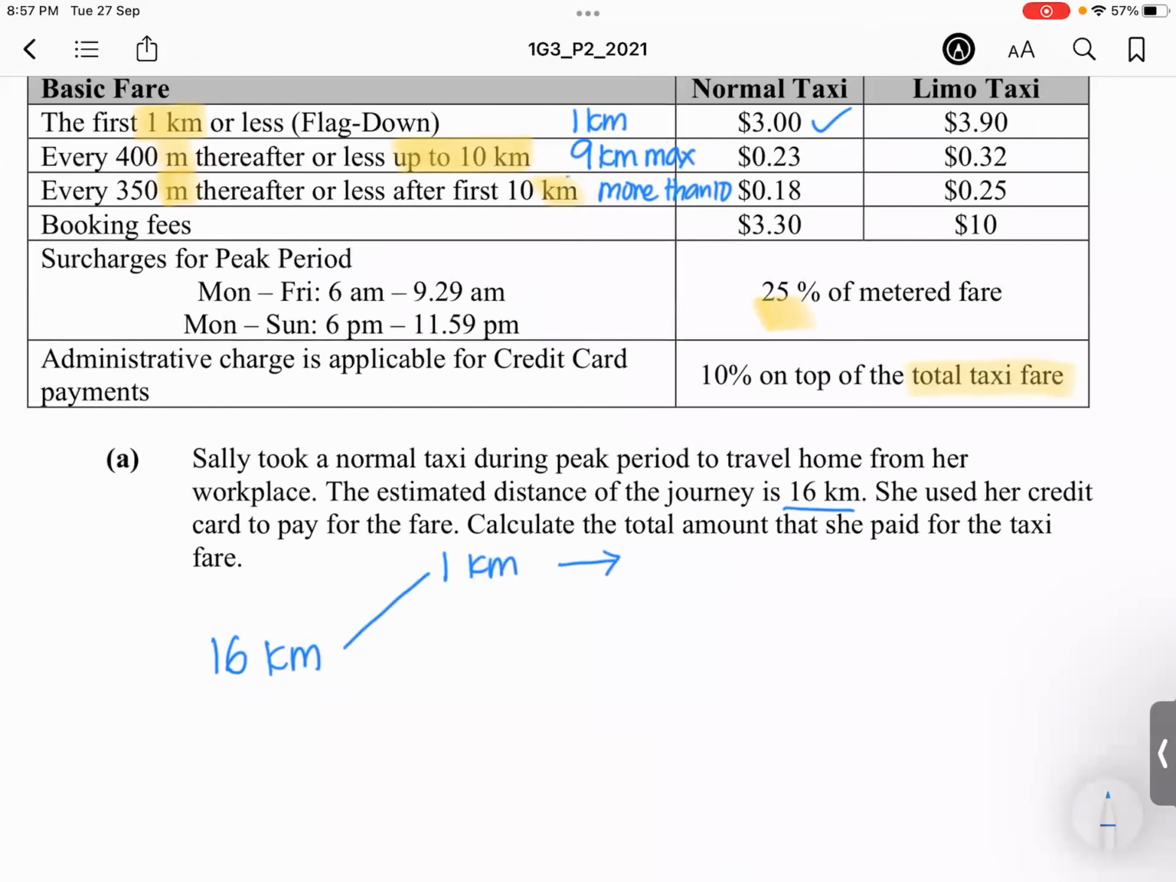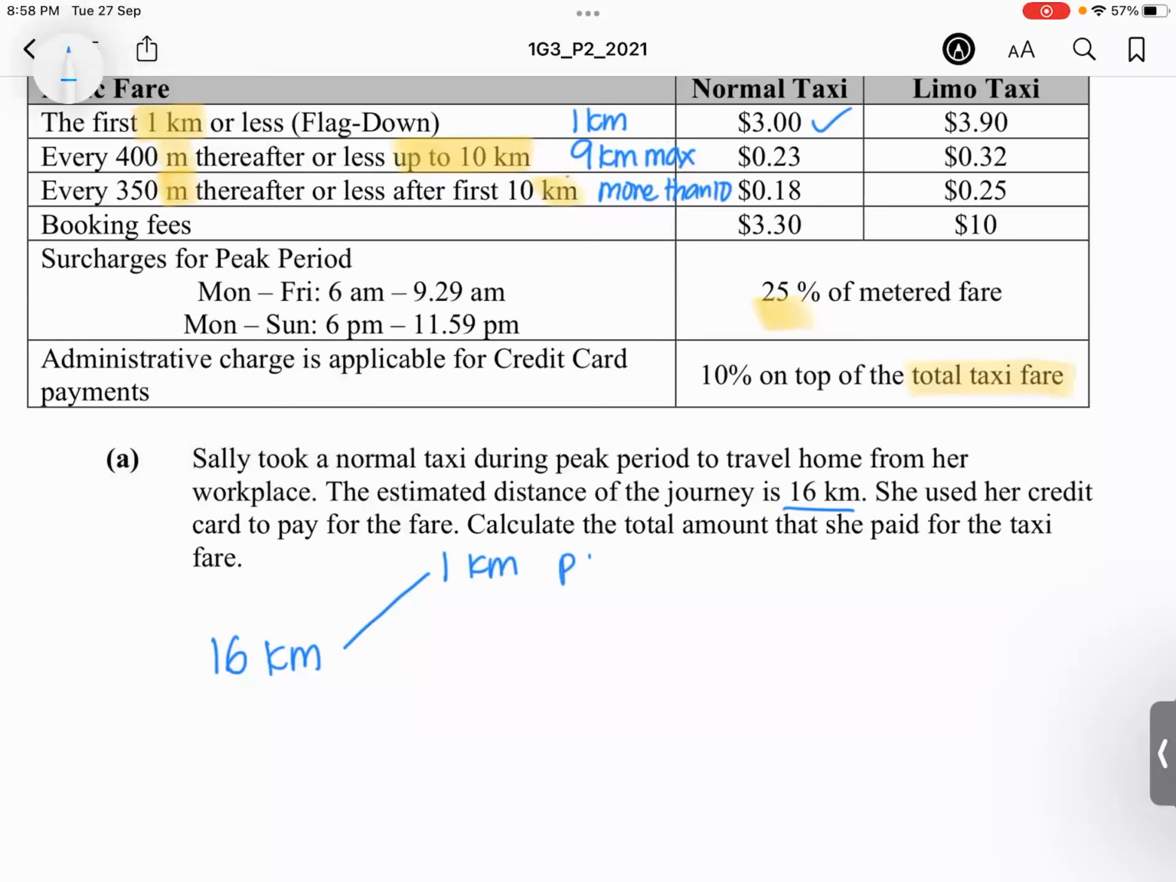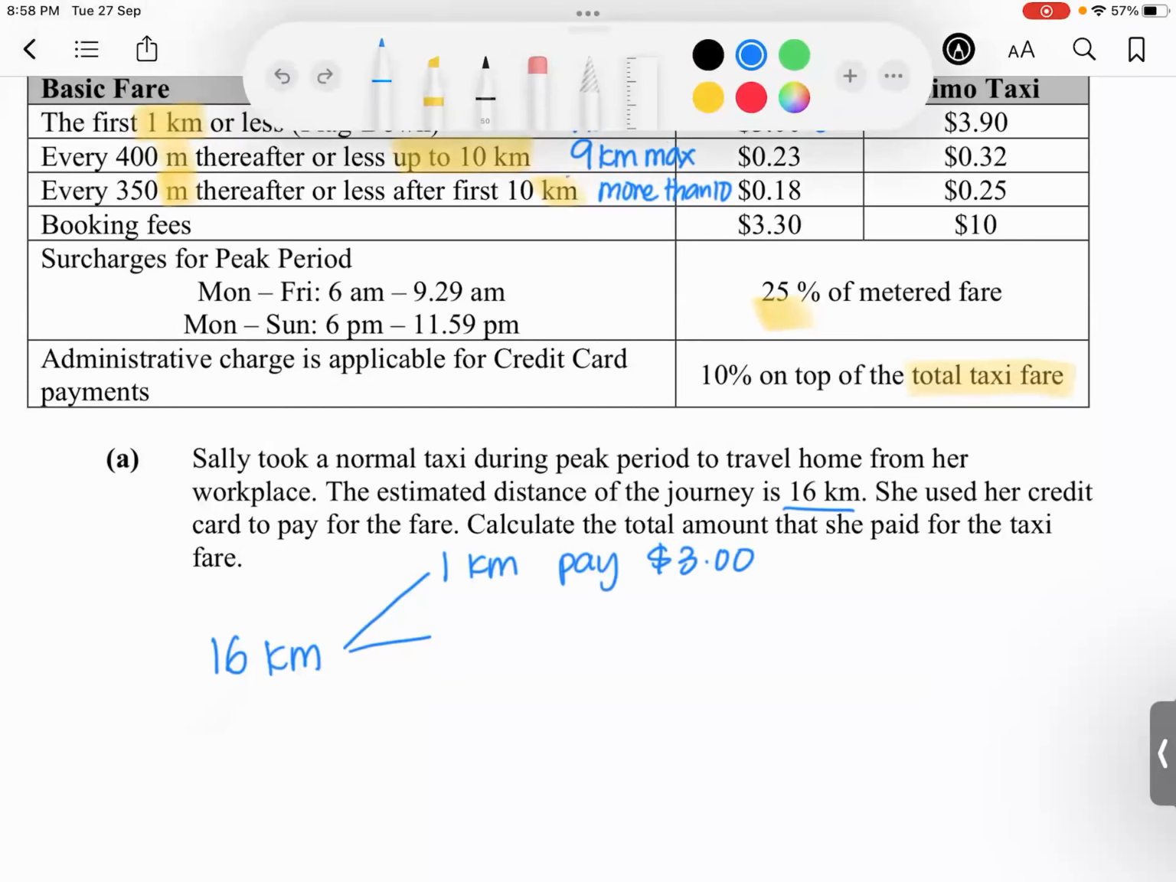My flat down rate is $3. I pay $3. Then 16 kilometers means I must have a second part. From my second kilometer, which is more than one, the next 9 kilometers, up to 10, I pay a rate of every 400 meters. So I need to take my 9 kilometers and divide it by how many 400 meters I have. 400 meters is 0.4 kilometers.